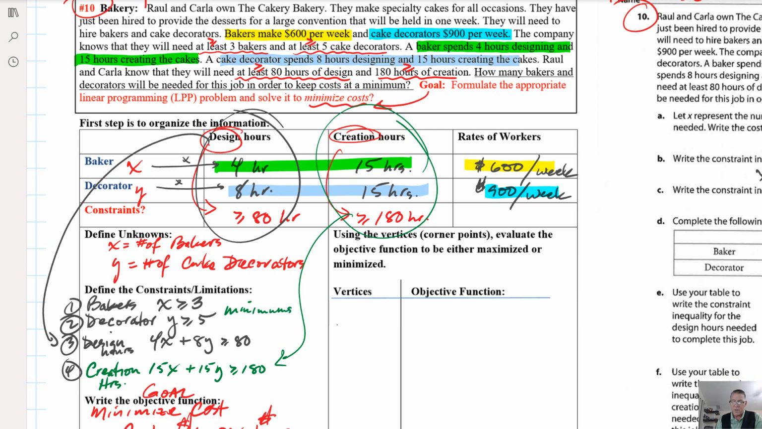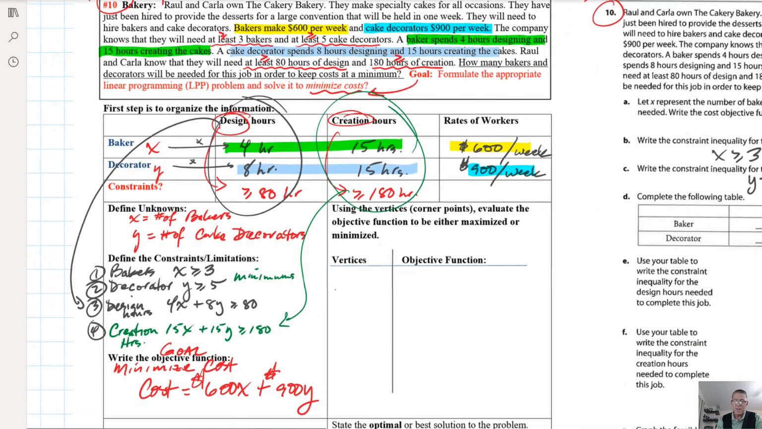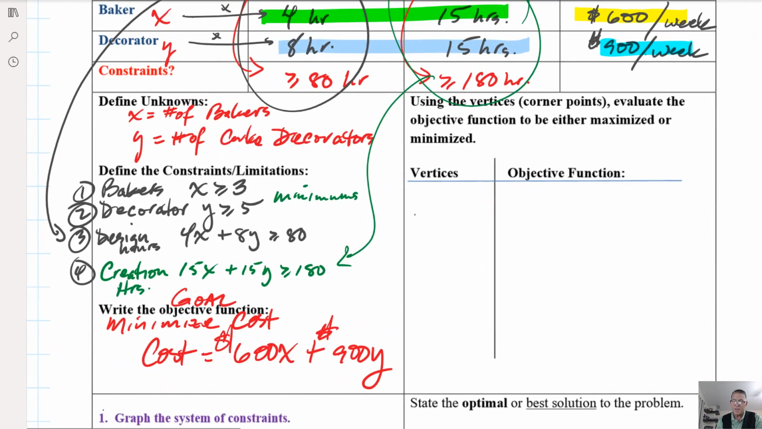Okay. So now we have the 4 constraints. We don't need to worry about the non-negative constraints here, because if x is greater than or equal to 3 already, then obviously it's positive, and if y is greater than or equal to 5 already, then obviously it's positive. So the non-negative constraints are not needed because they're already positive in the first 2 constraints.